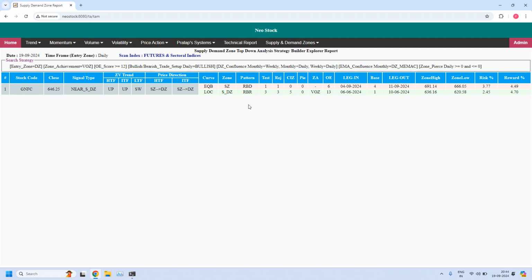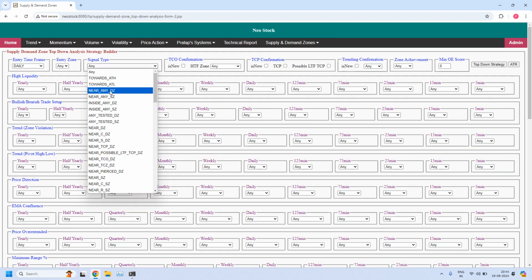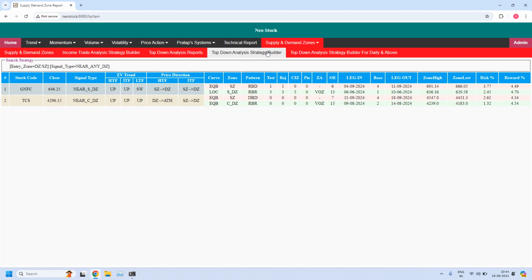Probably, because this is a high liquidity zone, the same stock might also have been identified in the high liquidity zones near the demand zone, in the daily high liquidity zones. Let me cross check daily time frame near any demand zone. Yeah, both GNFC and TCS are there, and both are currently supporting bullish trade setup. Okay, next.